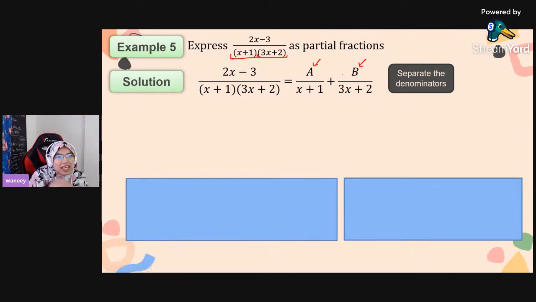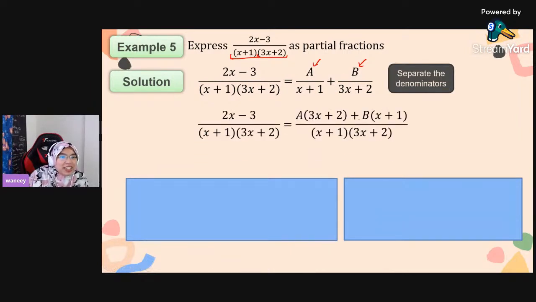On the left hand side, I have a single fraction, but on the right hand side, since I separated the denominator, I have two fractions. So let us have a common denominator on the right hand side. A will be times 3x plus 2, and B will be times x plus 1. So this is a common denominator.